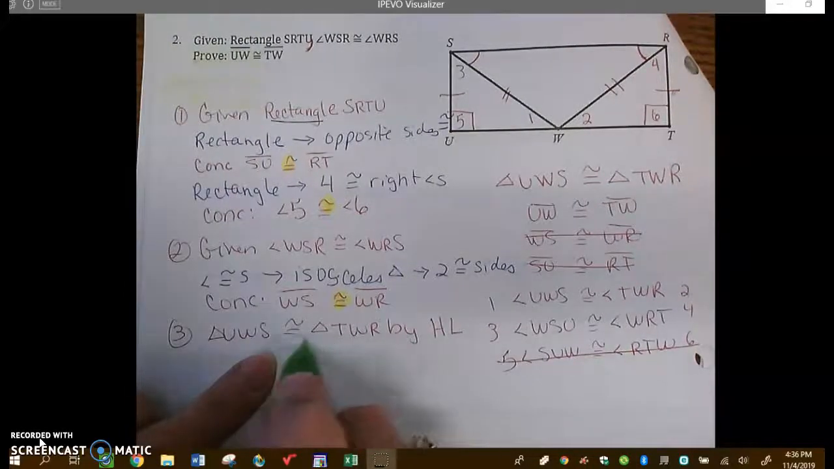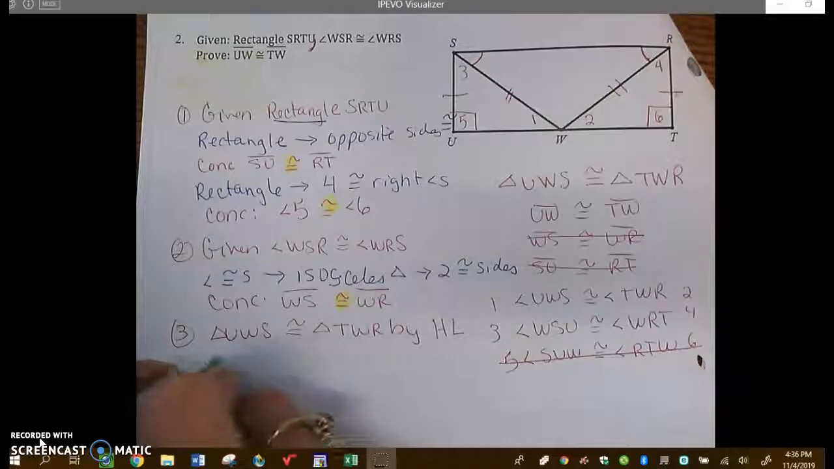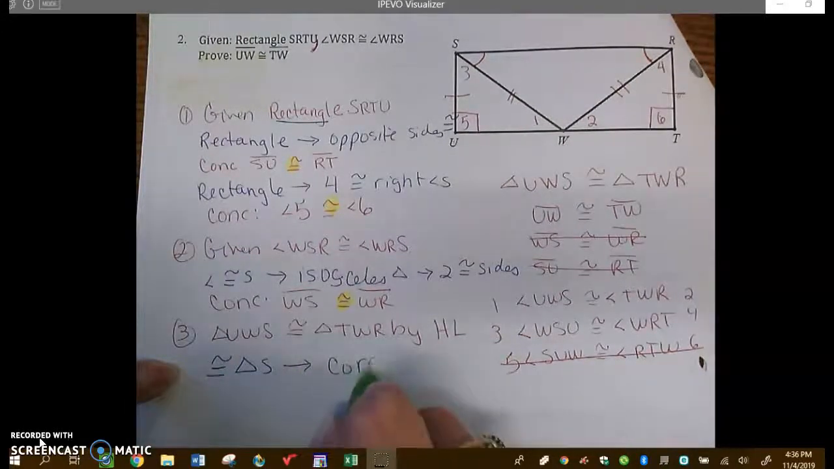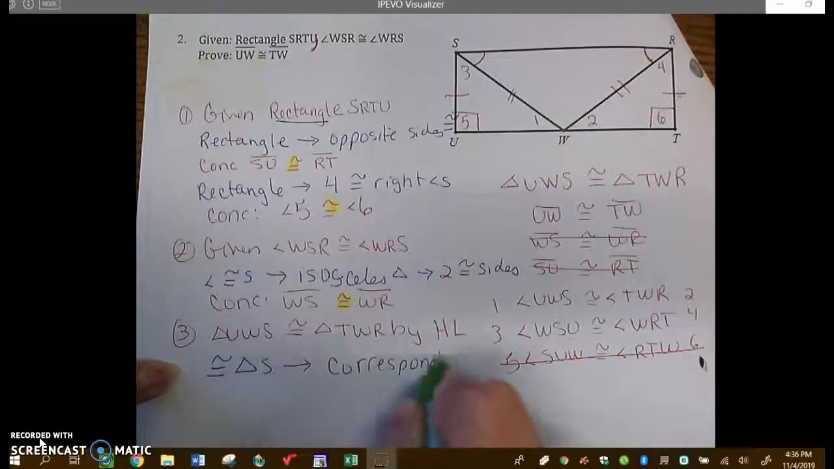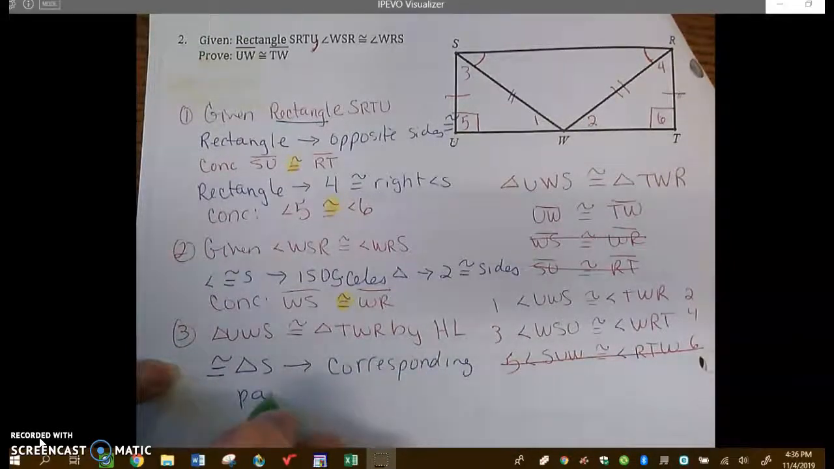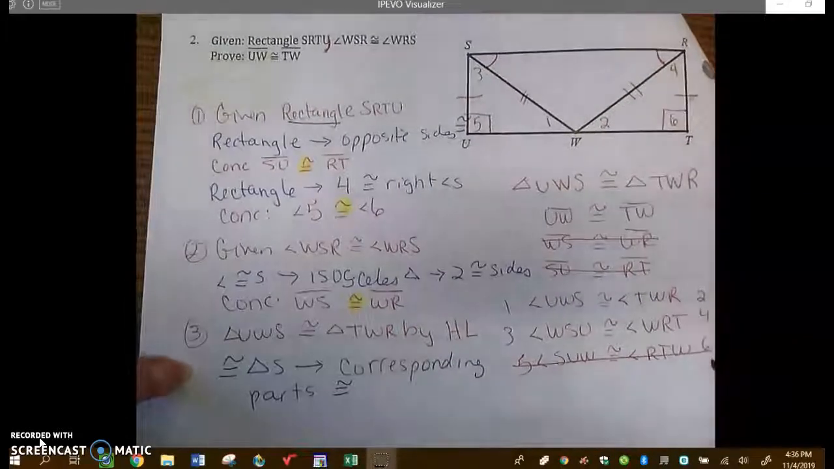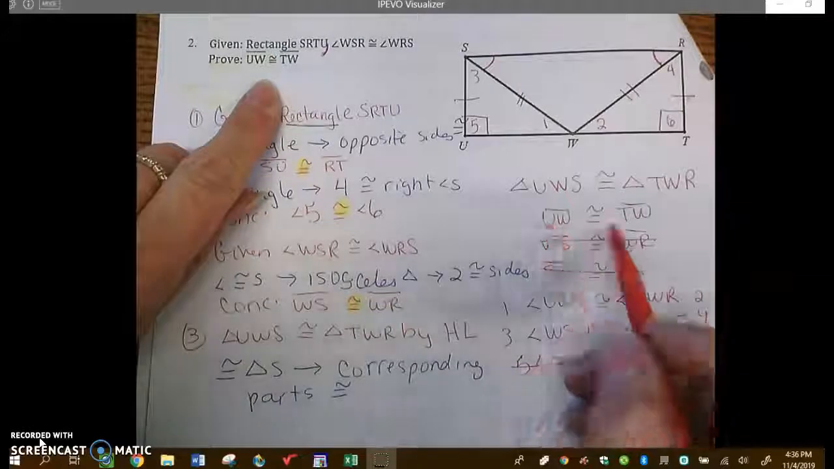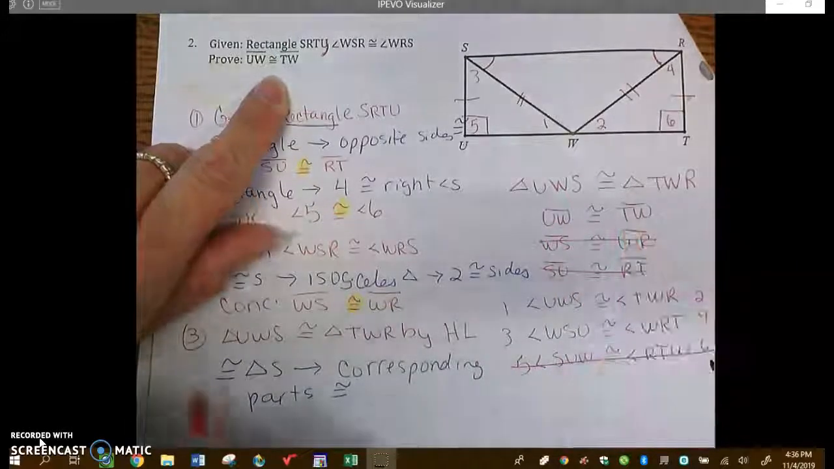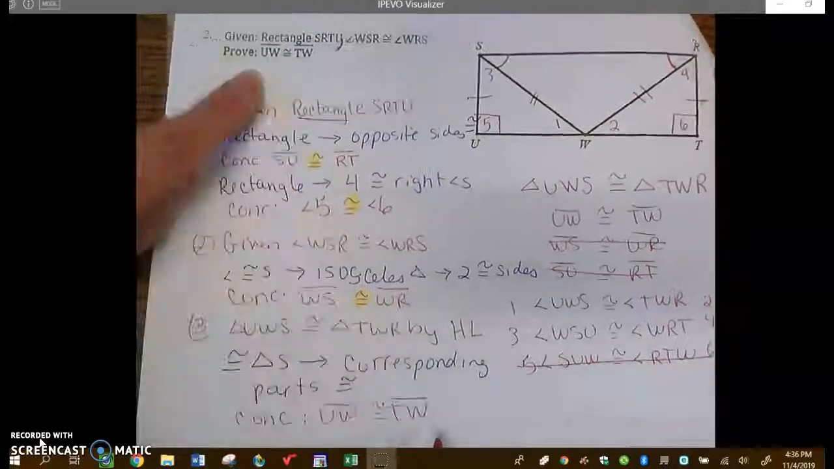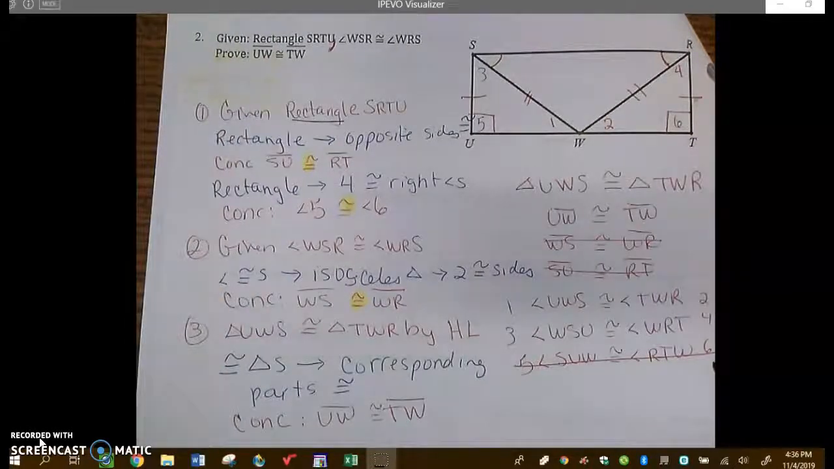So the next line after you prove triangles are congruent is always going to be congruent triangles. That tells us that corresponding parts are congruent. We get to pick something else out of this list. And look, what we want to prove is another part out of our list. So I'm going to say conclusion, line segment UW is congruent to line segment TW. Now I'm done. That's what it wanted us to prove.